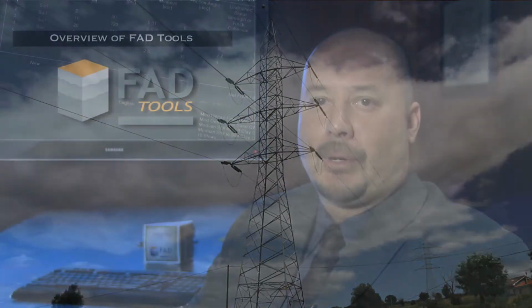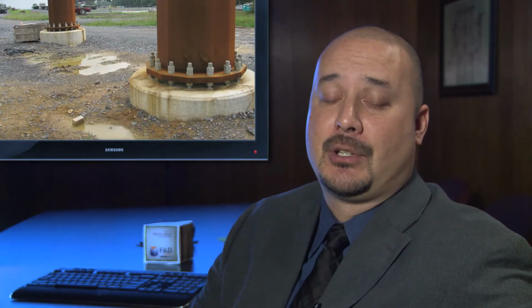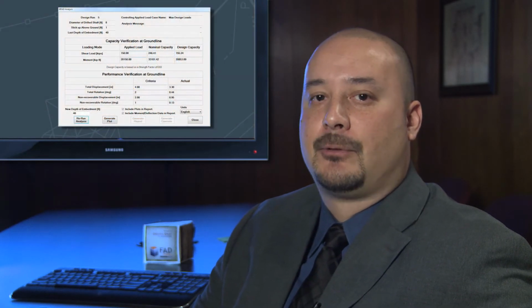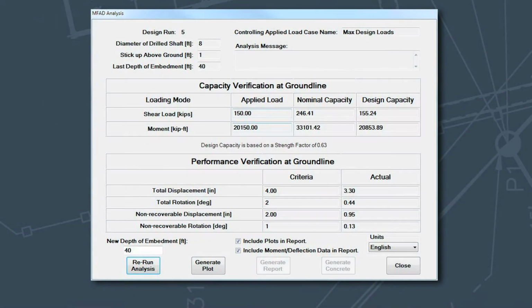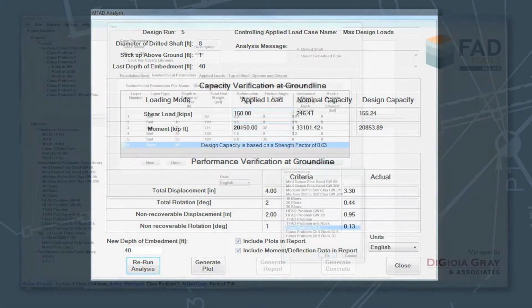FAD Tools is a unique program, and what makes FAD Tools unique is that it was developed specifically with the transmission line industry in mind. Each of these programs was designed specifically for designing and analyzing foundations for transmission line structures. And there's a number of things that make this program unique, but one of the main focal points of this program is the fact that each of the models for FAD, HFAD, and TFAD were developed specifically from actual full-scale load test data, full-scale load tests that were performed on drilled shaft foundations.